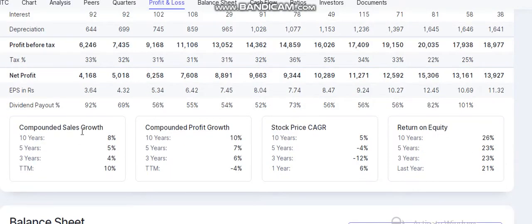Then compounded sales growth, compounded profit growth, stock price CAGR, return on equity. 10 years 8%, 5 years 5%, 3 years 4%. You can see for 10 years how much compounded profit growth, stock price CAGR, and return on equity. Return on equity for the last year is 21%. That is good actually. 10 years 626%, 5 years 23%, 3 years 23%, last year 21%.